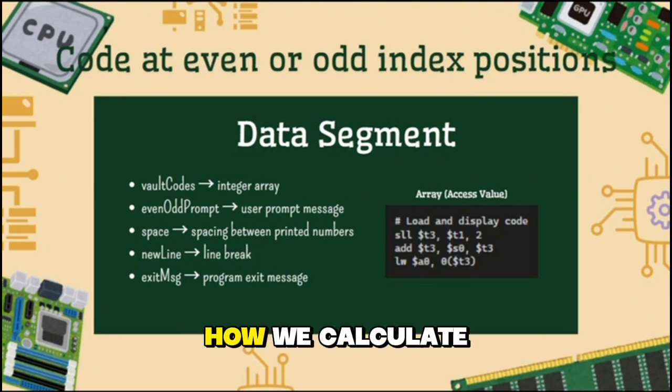On the right, you can see how we calculate a memory address to access an array value. We use shift left logical by 2 to multiply the index by 4, since each integer is 4 bytes, then add it to the base address, which is register S0.